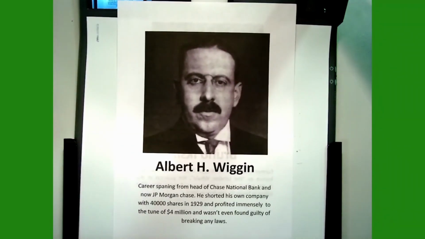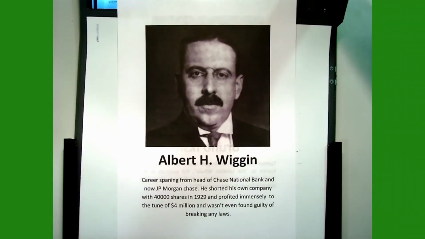And this guy is well known, Albert. He is actually one of the founding fathers of JP Morgan Chase. Okay. And he made millions of dollars through fraud, but he was not even found guilty of breaking any law because he was over there at the top. So he was untouchable, in a way, because he was one of the big shots. So he got away with the money. Okay.